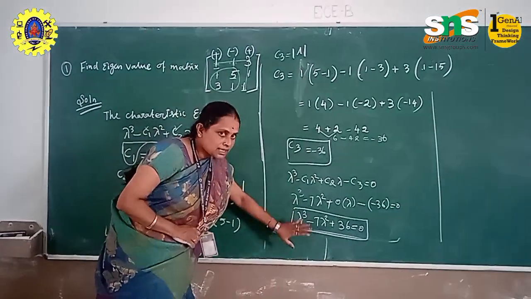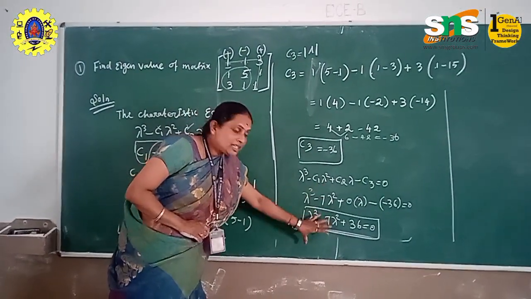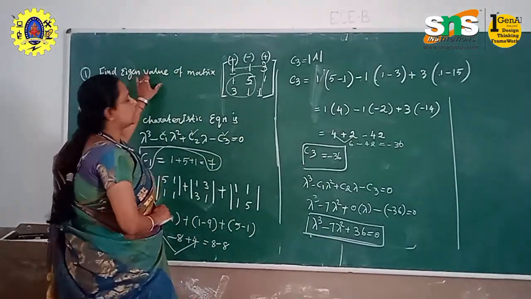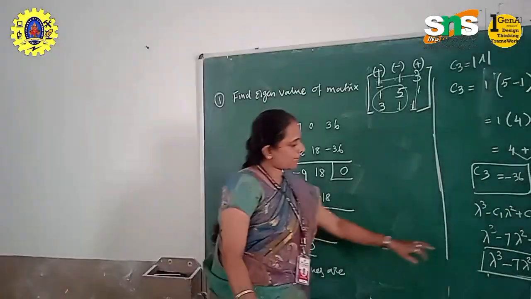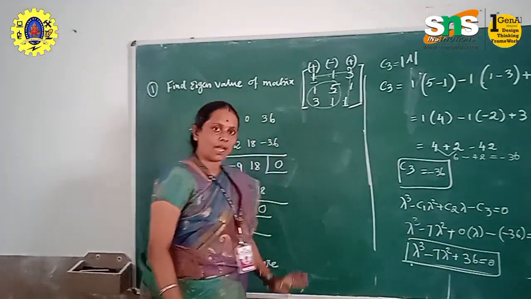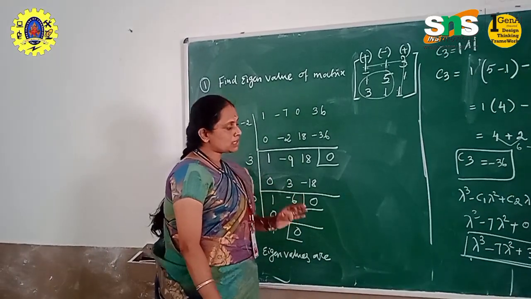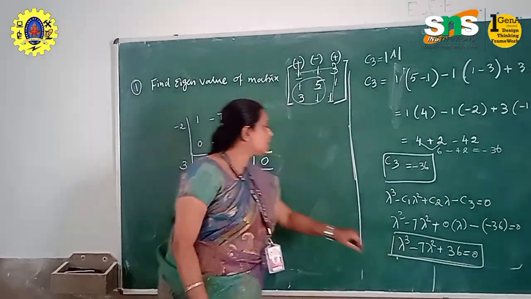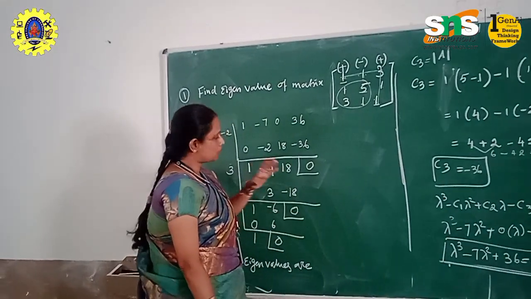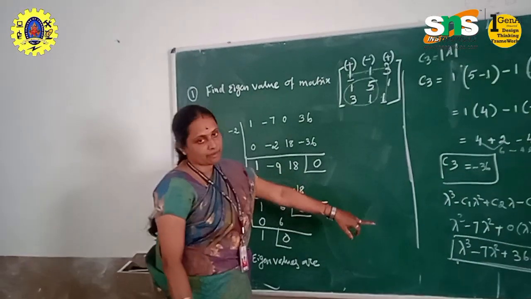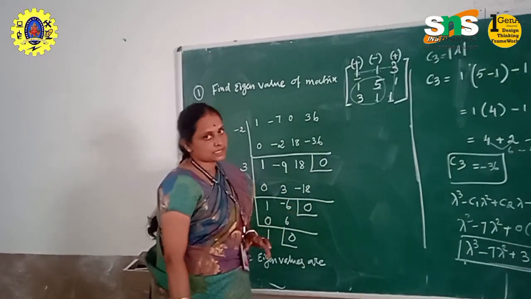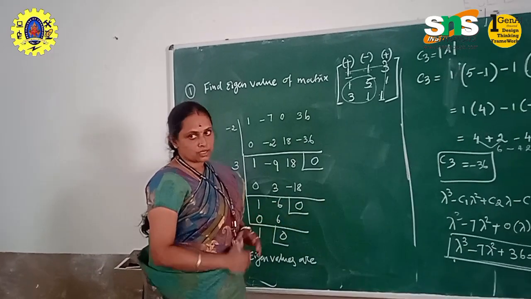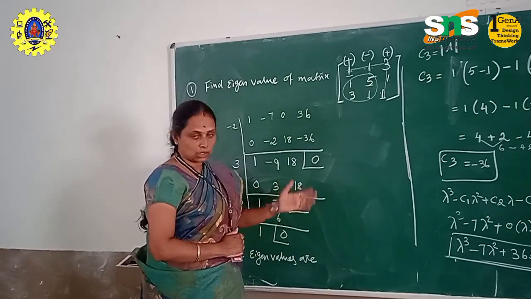By solving this characteristic equation, we get the eigenvalues. Here it is lambda power cube, that is third order. So for this third order equation, we have to solve for the lambda values using synthetic division. You know how we solve synthetic division from lower classes.